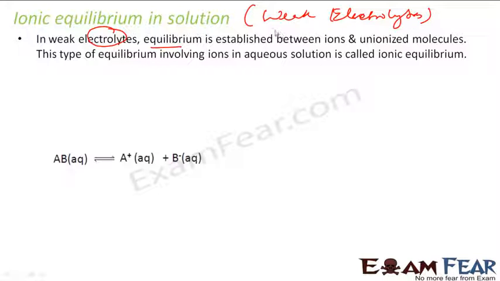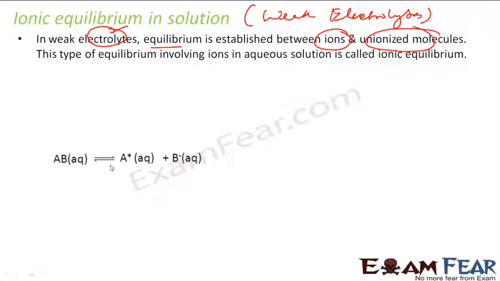Why? Because in a weak electrolyte partial ionization happens and then the reverse reaction also happens, right? So there is the equilibrium and we can use all the equilibrium formulas. But in case of a strong acid or strong base, ionization is almost 100% complete. The reaction is almost complete in one direction, and in the reverse direction the reaction doesn't happen. So in a weak electrolyte, we have equilibrium between ions and unionized molecules.